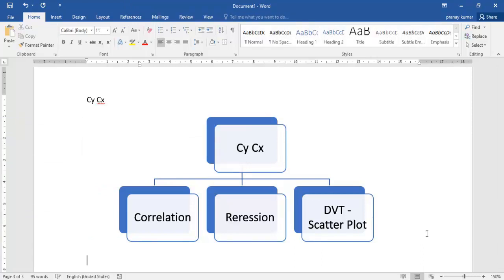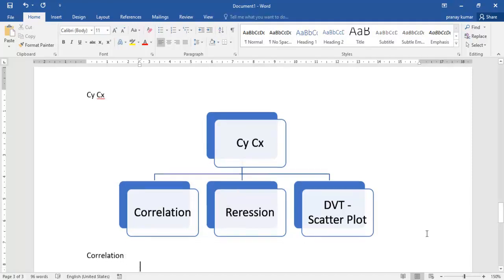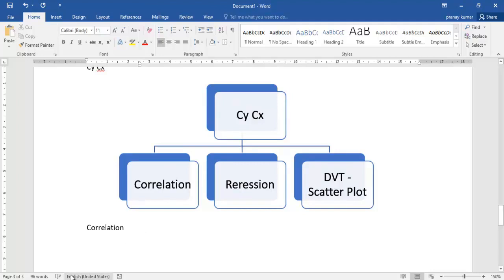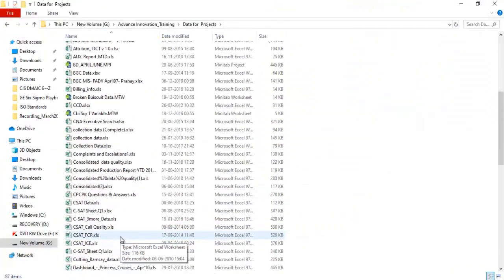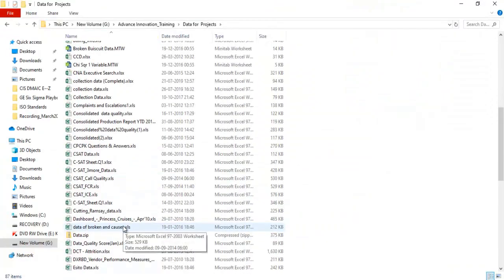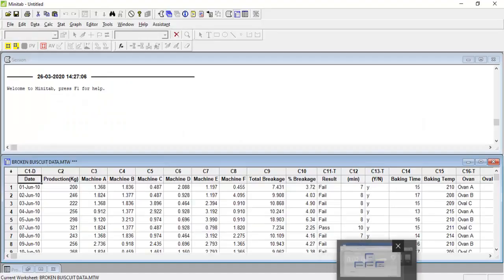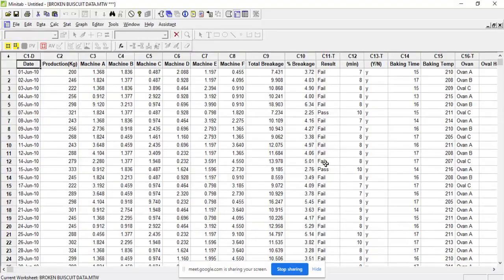Now let's look at correlation as a test. Which one are you talking about? The data that AIG has provided you. No, I don't have it. If you want, I can quickly mail it to you. Have you guys opened the data file that I sent you? I've opened the same data that I sent across to you on WhatsApp and the meeting request.